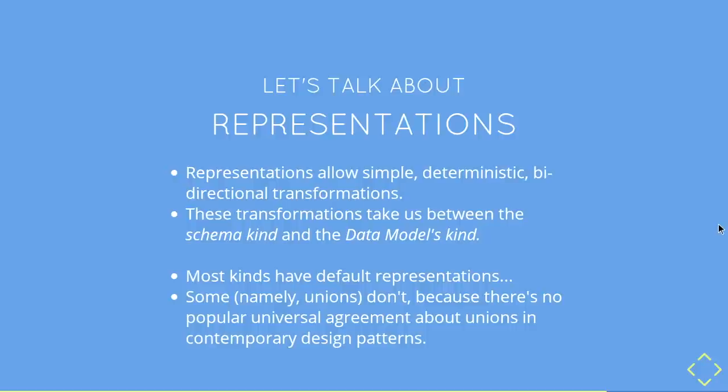So this representation stuff is interesting and cool. It allows simple, deterministic, bidirectional transformations. These transformations are always something that we have to define in order to take us between the schema kind and the data model kind. But we've also gained so much additional power by making them flexible that it's really cool. Most kinds do have these default representations. Unions don't because, as I said, there's no common agreement about how we should do that contemporarily. So we'll see how that evolves in the next decades.